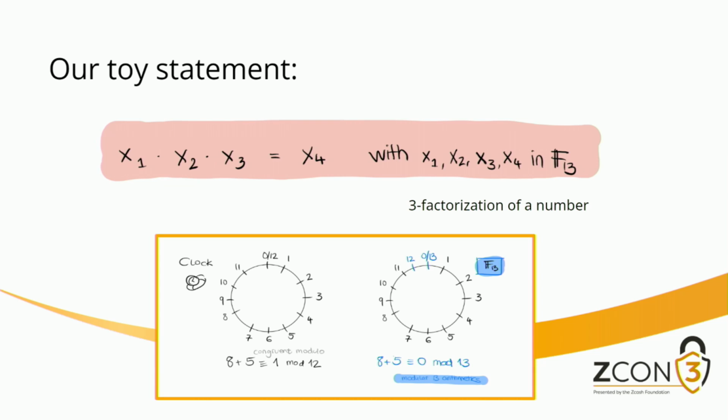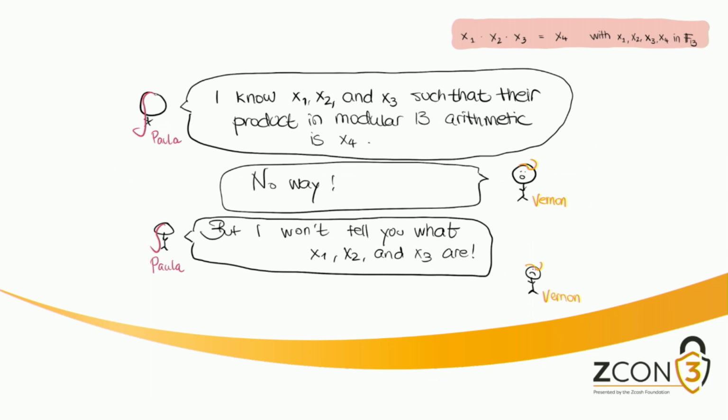So we have the number x4, and we know that it has 3 factors, x1, x2, and x3. We want to prove that we know 3 numbers which, if you multiply them together, will be x4. So how could this look? We have a person, Paula, who says, I know x1, x2, and x3, such that their product in modular 13 arithmetic is x4. And then Vernon is like, no way, I can't believe you, that's crazy. And Paula says, yeah, but I won't tell you what x1, x2, and x3 are. And Vernon's very sad.